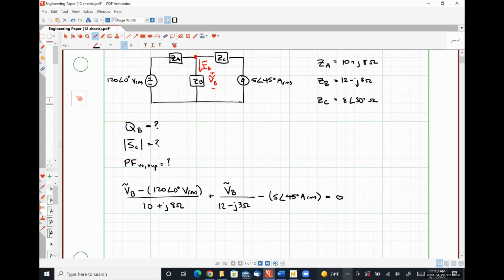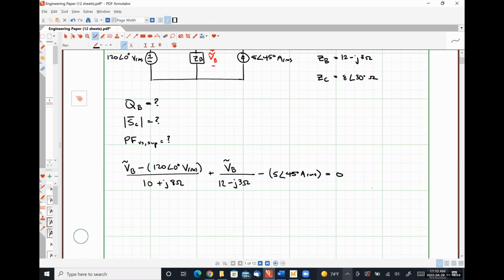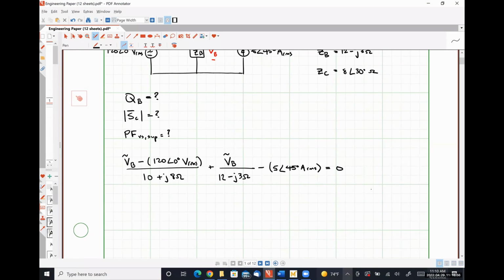So we have a single equation and a single unknown, but to my knowledge, the numerical solvers that we have on our calculators don't really play well with complex numbers. So in order to actually get a numerical solution here, we're going to have to do a little bit of algebra, okay? So the first thing that I'm going to do is I'm going to move all of my constant terms to the right-hand side and all of my VB terms to the left-hand side.